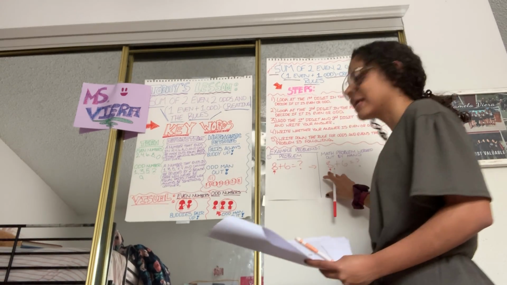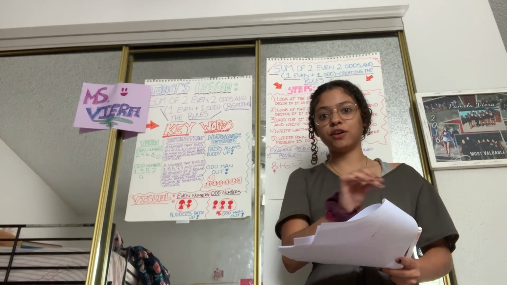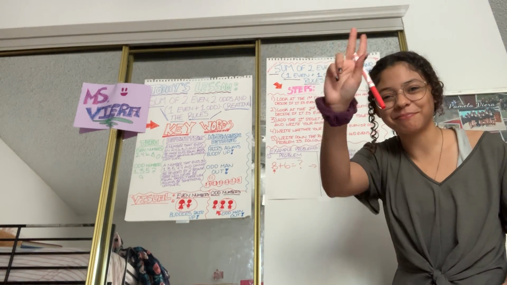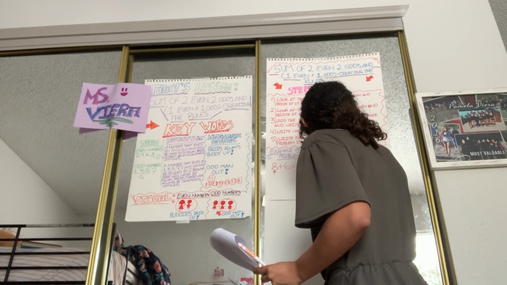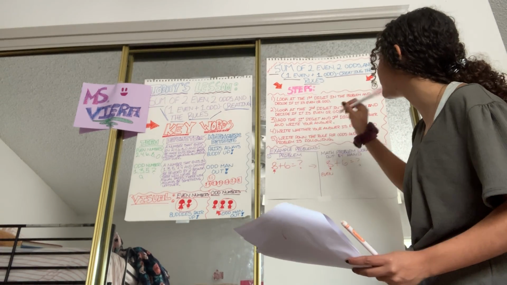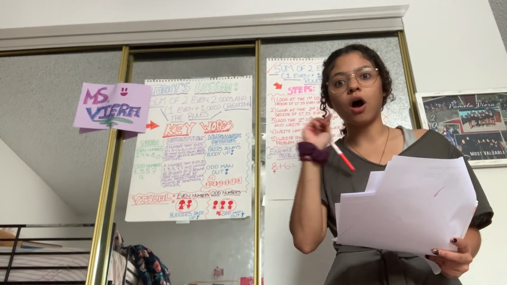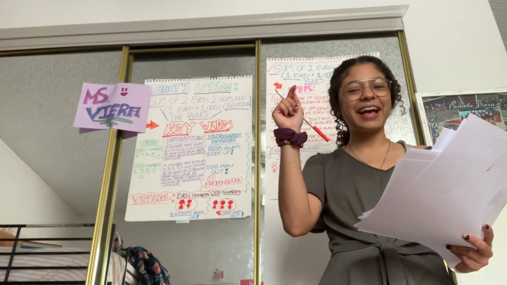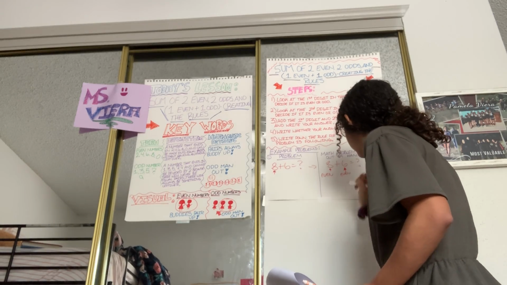All right, first digit. 8. Is 8 an even or odd number? Even, right? Why? Because they buddy up and it's divisible by 2, right? So 8 is even. So we're going to write even right there. Next step says, look at the second digit in the problem and decide if it is even or odd. Is 6 even or odd? Can it be divisible by 2? Yes, it can. So it is even. Yes, 6 is even. Good job, guys.